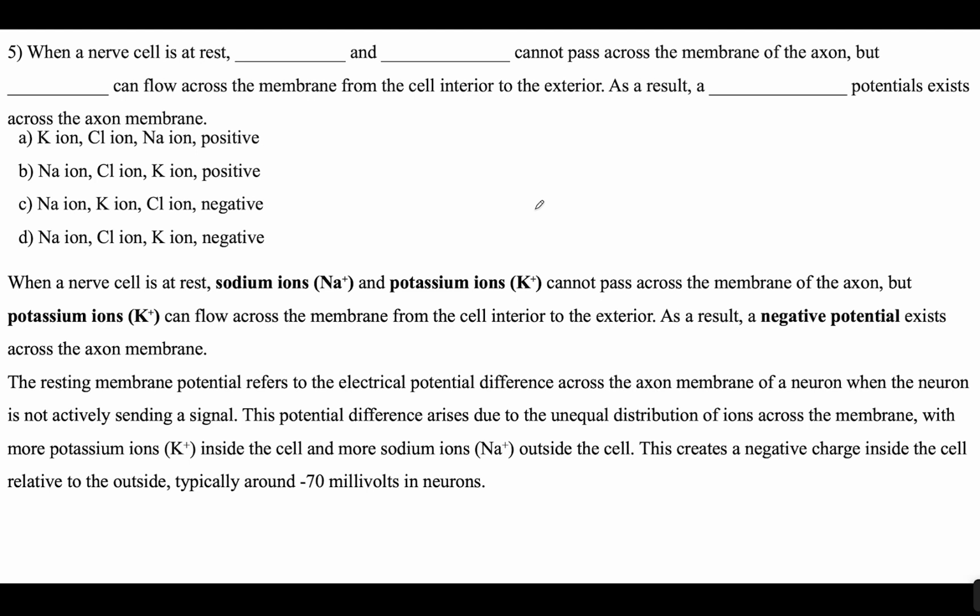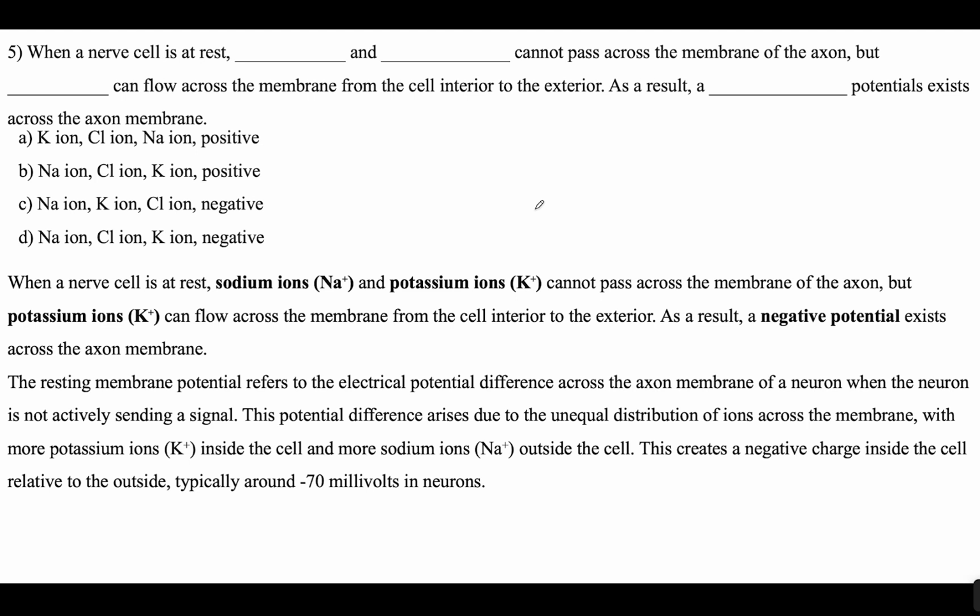K ion means potassium ion, Cl ion means chlorine ion, and Na ion means sodium ion. As a result, dash a potential can be positive. So the second option is: sodium ion and chlorine ion cannot pass, but potassium ion can flow, and as a result a positive potential exists.